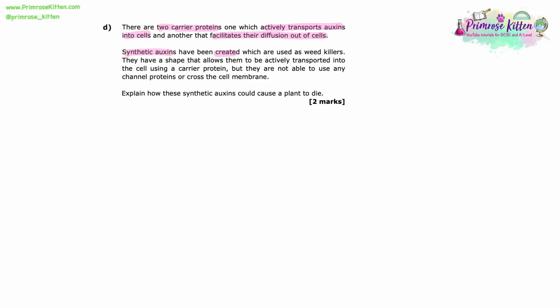Synthetic auxins have been created which are used as weed killers. They have a shape that allows them to be actively transported into the cell using a carrier protein, but they are not able to use any channel proteins or cross the cell membrane. Explain how these synthetic auxins could cause a plant to die.